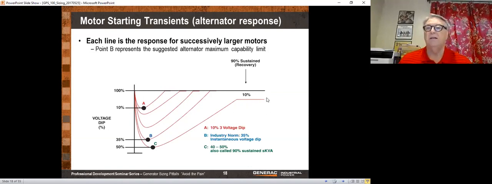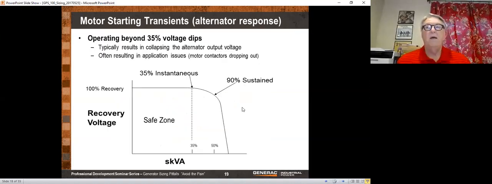Now, if you go too far, then it cannot recover to full voltage. If you try to suck too much out of that generator, you are not going to be able to get back to full voltage. We call this the 90% sustained recovery voltage. Cummins tends to publish that number. Other people tend not to because they say that if you're at that point, you really misapplied the generator. If that generator cannot get back to full 480 volts, then you've misapplied the generator. Now, you can see the 90% sustained recovery is on the verge of voltage collapse.